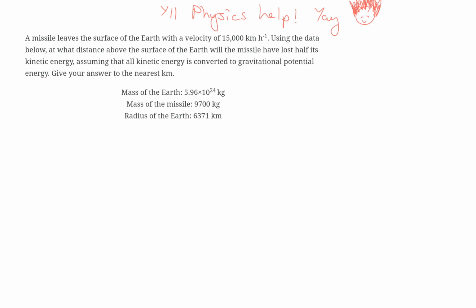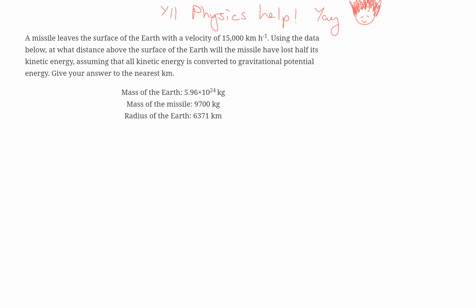The first one here was given to me by one of the students, and it's about a missile that's leaving the surface of the Earth and it's got a velocity, right? And it says, at what distance above the surface of the Earth will the missile have lost half of its kinetic energy? And you've got to make the assumption that half of that kinetic energy is all turning into gravitational potential, right?